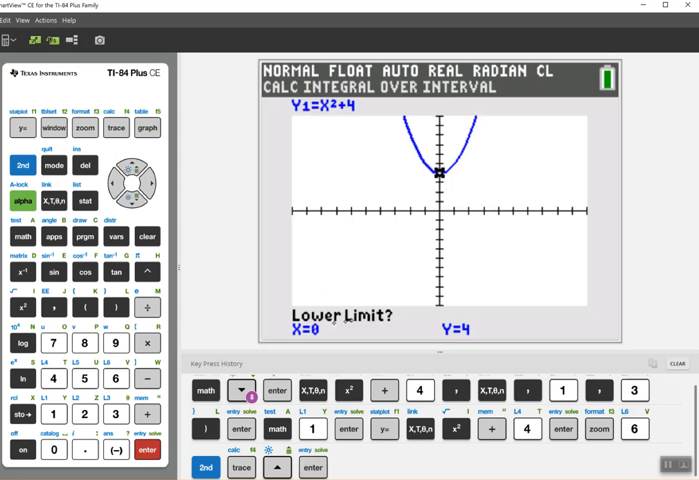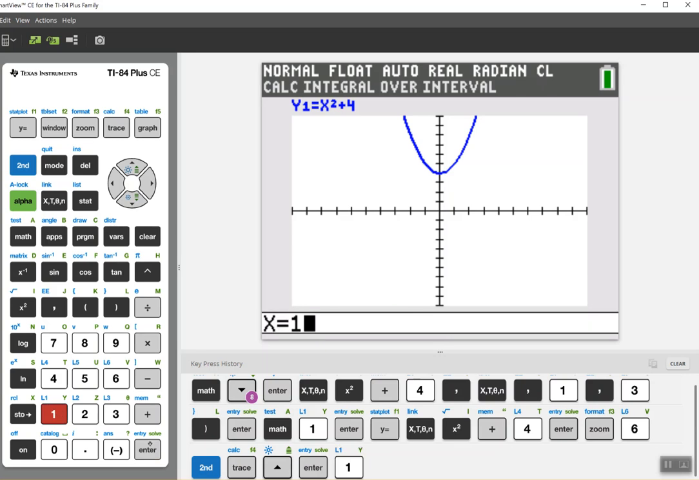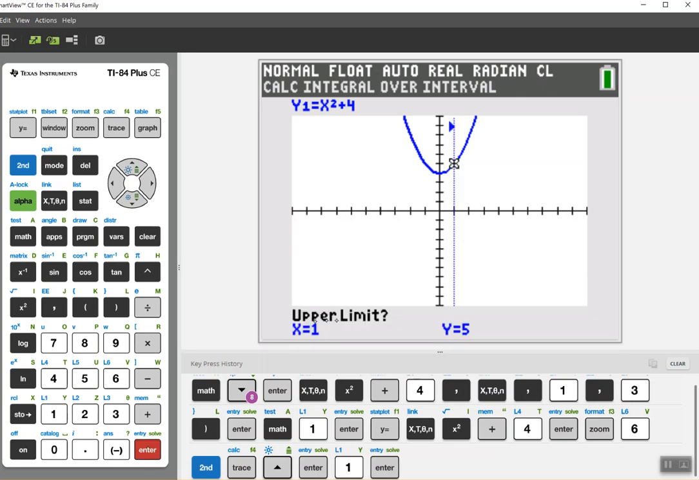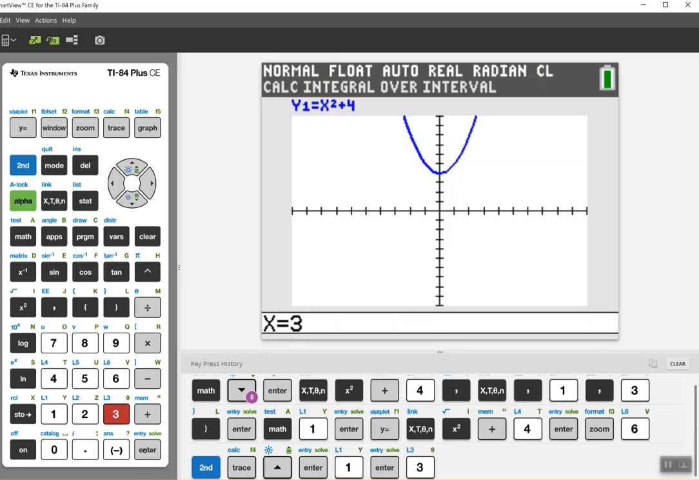And it's going to ask me what's the lower limit. In other terms, what's the lower bound? The lower bound is 1. So I'm going to click 1 and then hit enter. Then it says what's the upper limit. So where do you want me to stop? Where is the upper bound? So I'm going to select 3 for this problem and then hit enter.